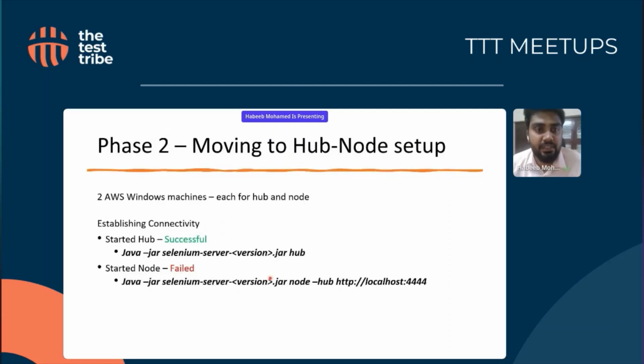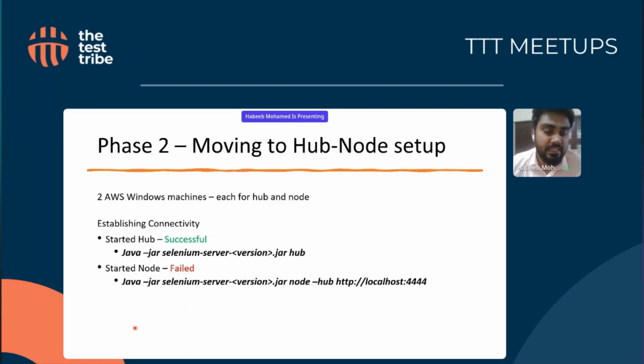Next phase is moving to Hub and Node setup. Why we have to move to Hub and Node setup is, again, scalability. If we remember the point we discussed on the testing framework, even though we were able to parallelize our test cases, all the parallelization happens within the same machine. This is the same issue we faced with the standalone mode also.